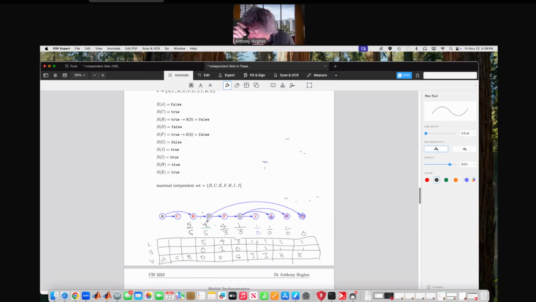So I want to check this again. Let's go back to D. I drew it. D, include it, and I get G, which is 3, so that gives me 4. So I'm going to get 4 if I include it. If I exclude it, I get F, which is 1, and I think this is 4 and 4.